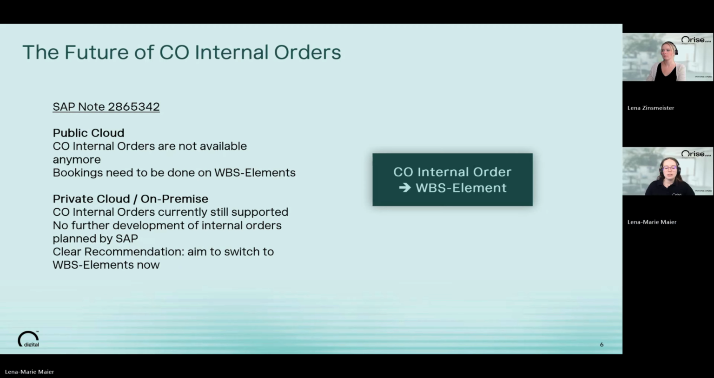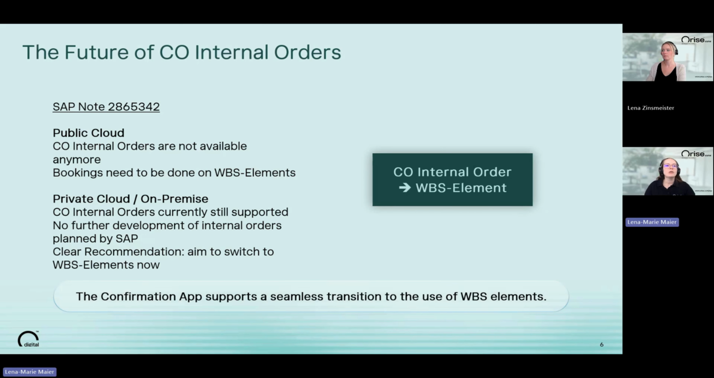And a good point: with our app, you can do this change right now, because our app supports the seamless transition from internal order to WBS element, as we saw in the objects before. We support both of them. So as long as you have some internal orders that are not transitioned, you can use them and book on them with our app. If some of them are already transferred to WBS elements, you can then use the WBS elements for that.